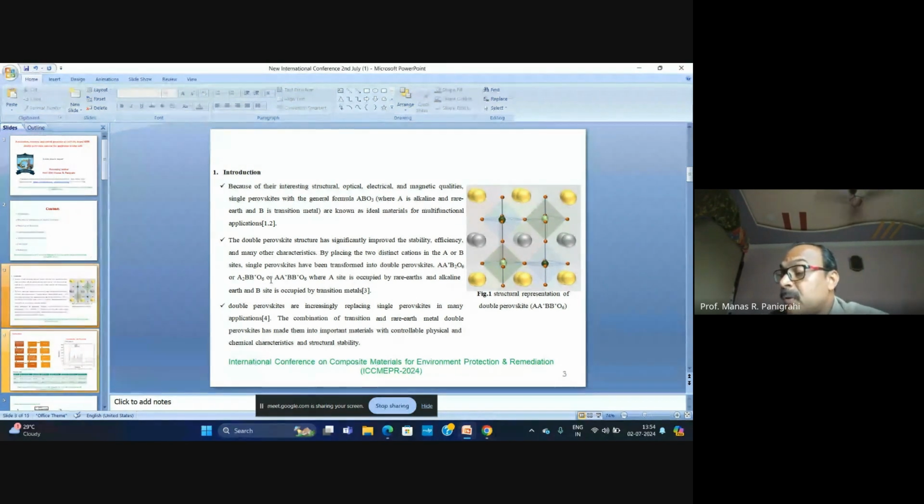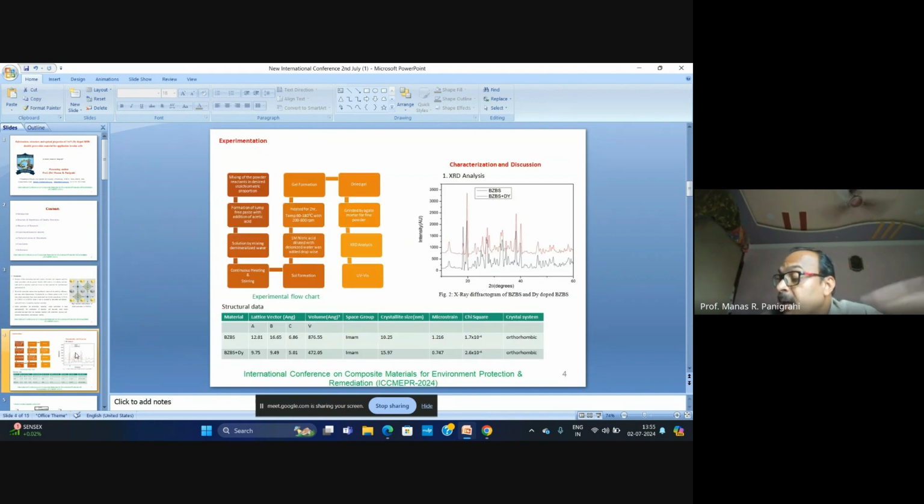Otherwise, they are unstable. And again, if this tolerance factor is more than 1, then they belong to the tetragonal and orthorhombic crystal structure. And if it is less than 1, then usually they are rhombohedral and monoclinic structures. But in our case, it is orthorhombic. That means the tolerance factor is more than 1. And exactly for this particular material, if I calculate, the tolerance factor comes out to be 1.02.